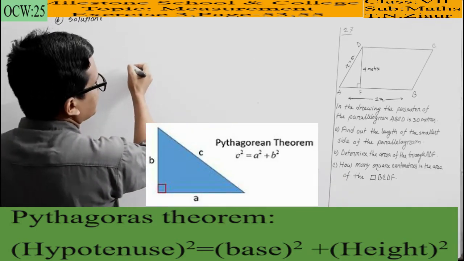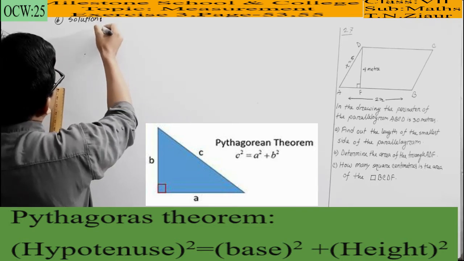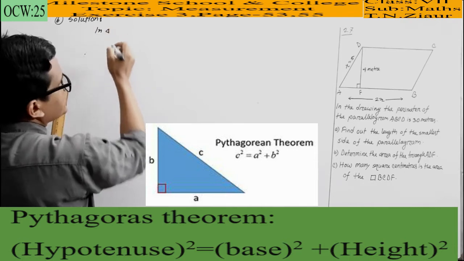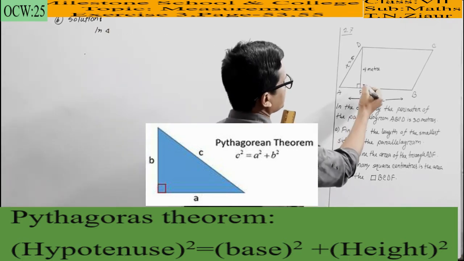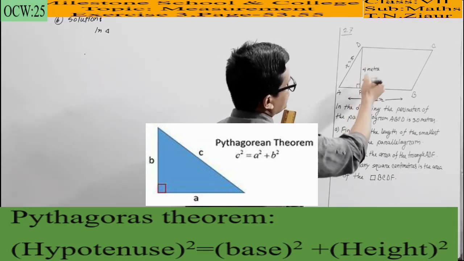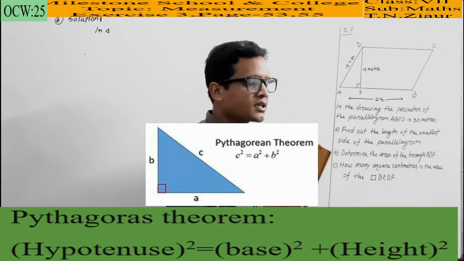By using the Pythagoras theorem, we know this is not just a triangle, this one is a right angle triangle. This symbol represents 90 degrees, students. So this one is a right angle triangle. You can apply the Pythagoras theorem only in a right angle triangle.